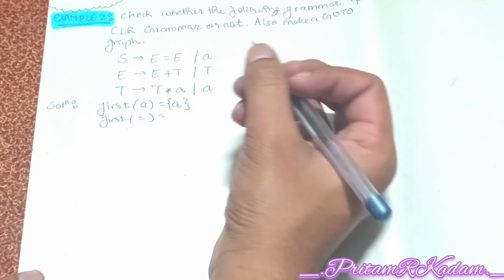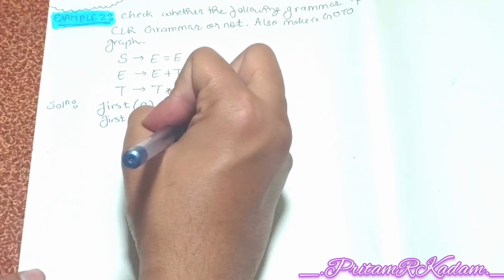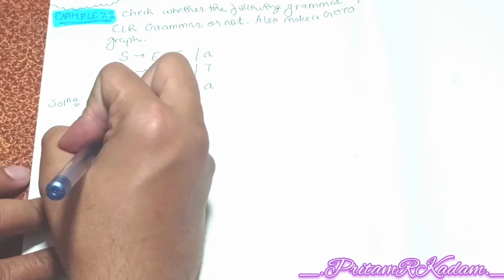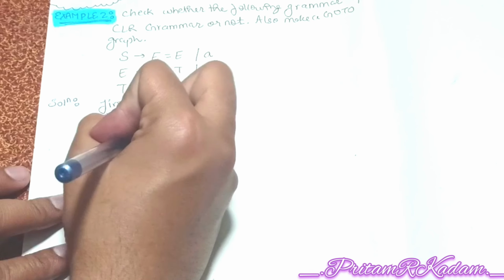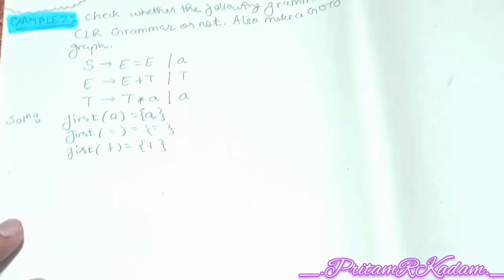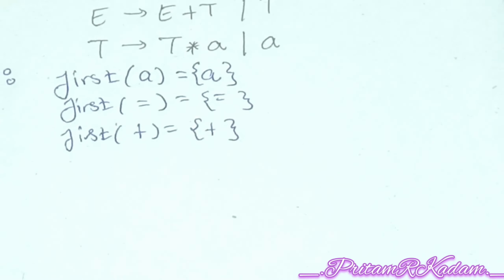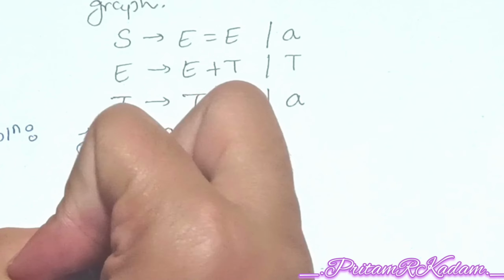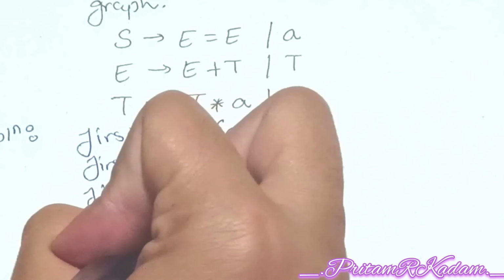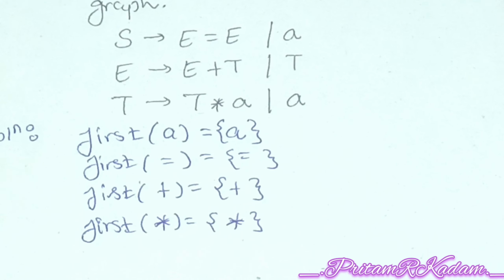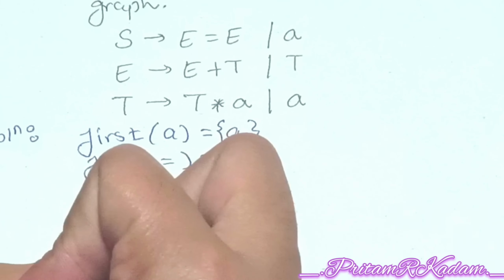First of a terminal is the terminal itself. So first of a equals a, first of equals is equals only. For the plus also, first of plus would be equal to plus. And for the star also, first of star would be equal to star. Now let us find the first of non-terminals.